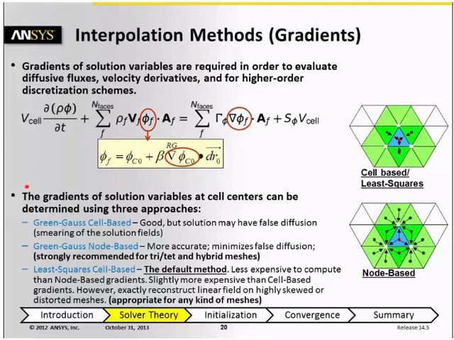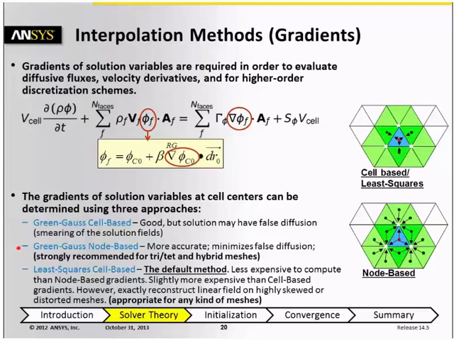There are 3 choices available in the solution methods panel. The idea with Green-Gauss cell-based gradients is that for a given cell, the value on each face is averaged from the neighboring cells, and then once the face value is there, the gradient is calculated in a manner similar to what we saw a couple of slides ago for the pressure gradient. This is good, but the solution can have false diffusion and smearing of the solution fields.